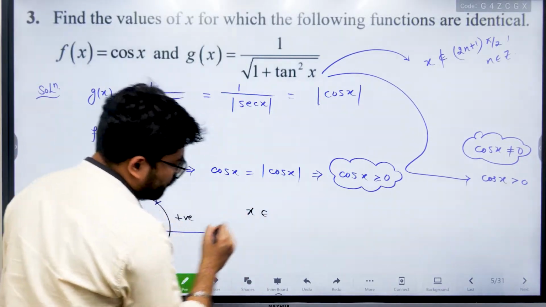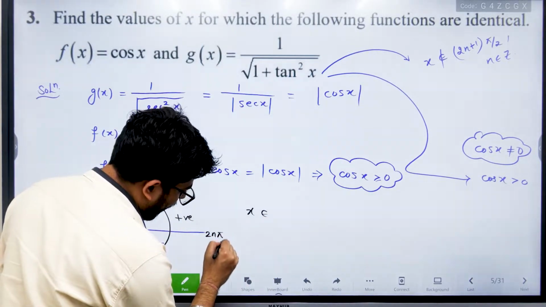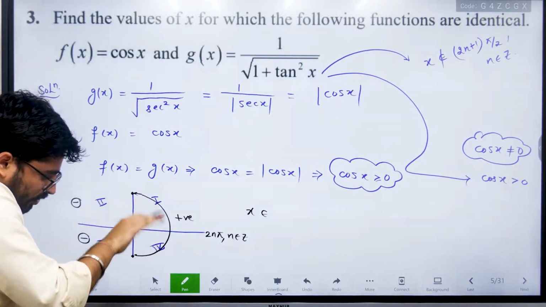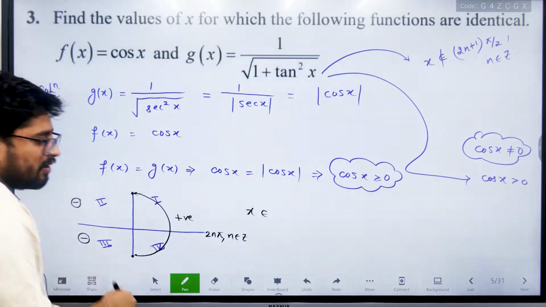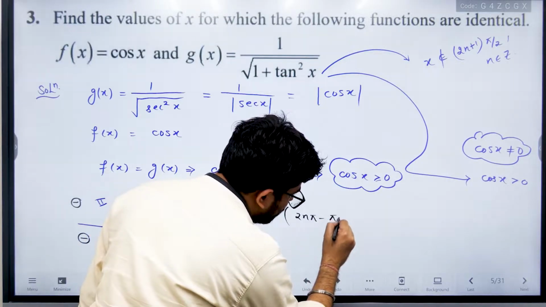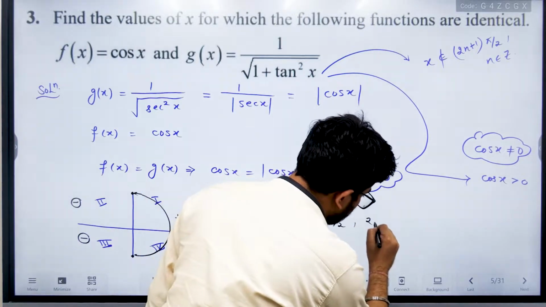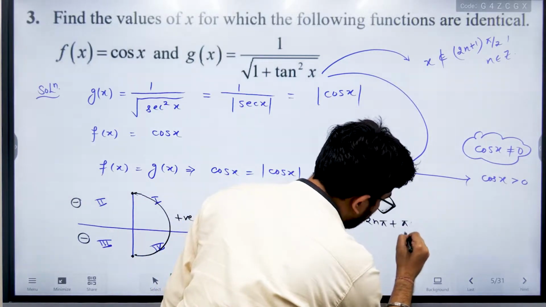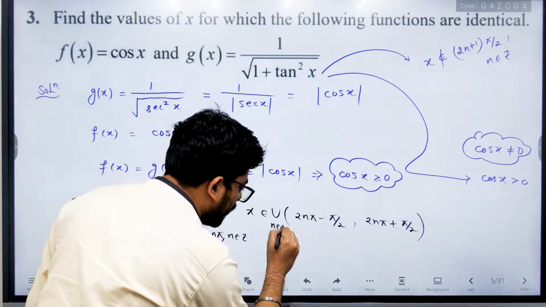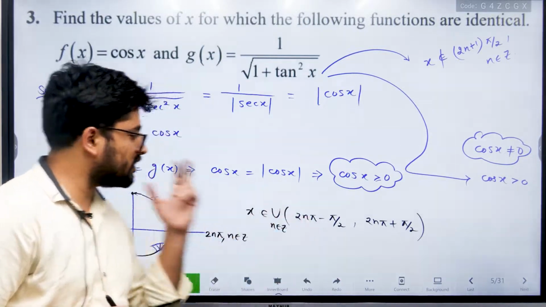So you can say x belongs to where? This ray is 2n pi, n belongs to Z. And in the clockwise direction, minus pi by 2. So x belongs to the open interval 2n pi minus pi by 2 to 2n pi plus pi by 2, and the union of this when n belongs to integers.